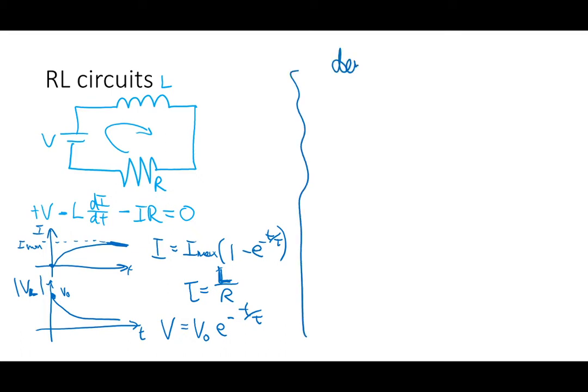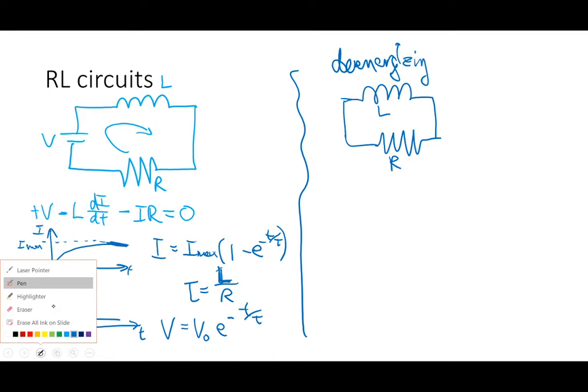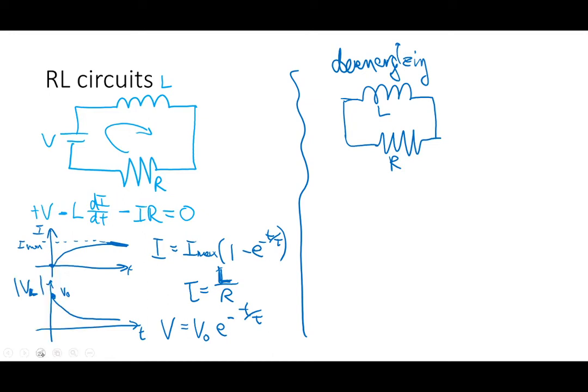So for the de-energizing case, then you just have an inductor. So you just remove the battery, say, somehow. And the thing to remember is that there's a certain amount of current just before the battery got disconnected, and the inductor will try to maintain that same current.